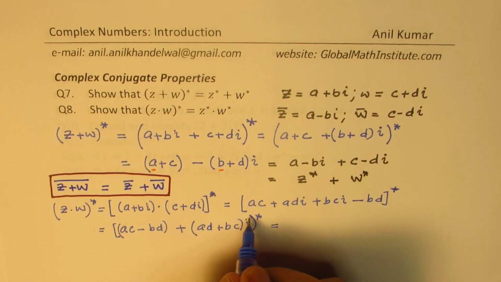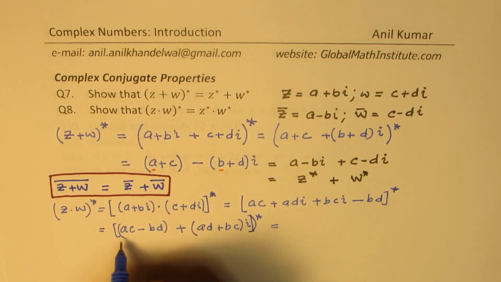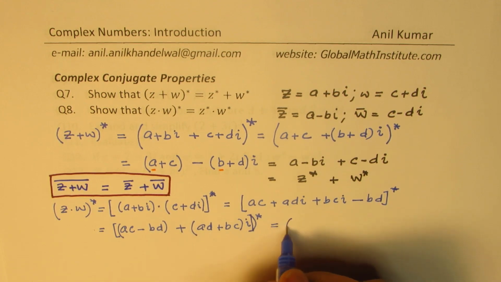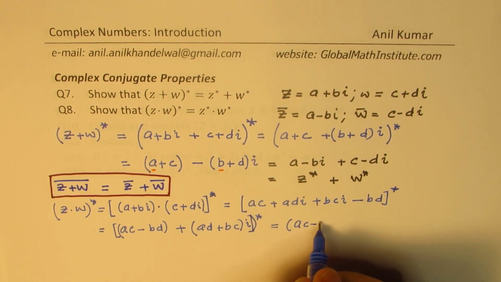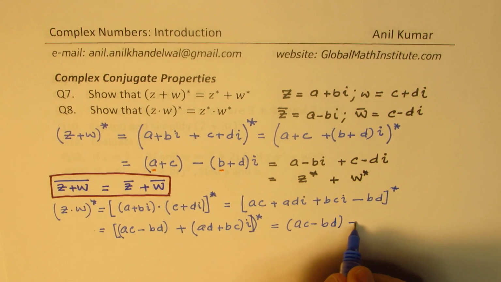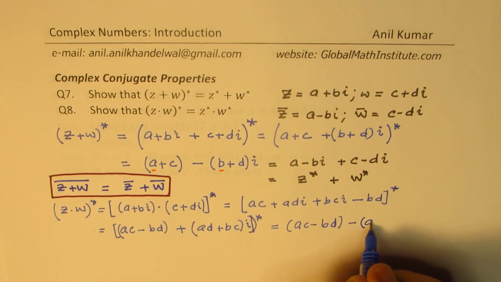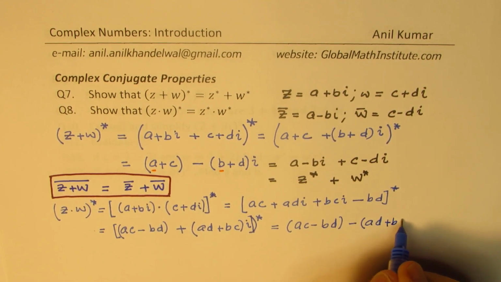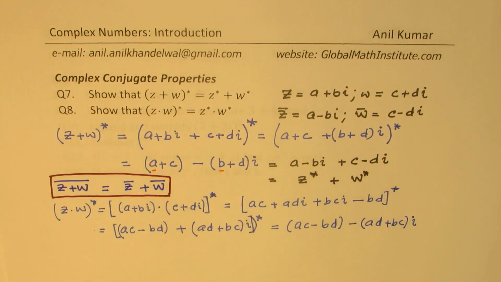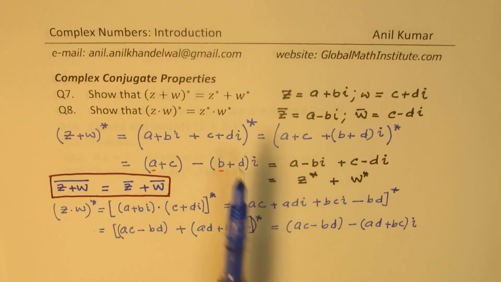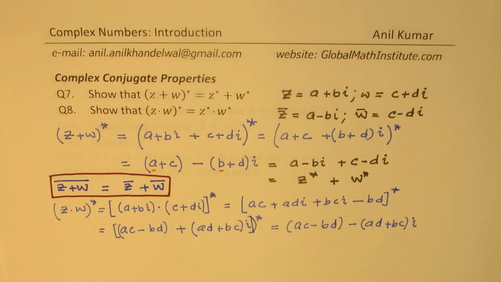The conjugate of all this is, we'll get a negative sign here, right? It will be ac minus bd, minus ad plus bc times i. Is that clear to you? Correct? So that's what you get. We need to show that this is the same as the product of their conjugates.